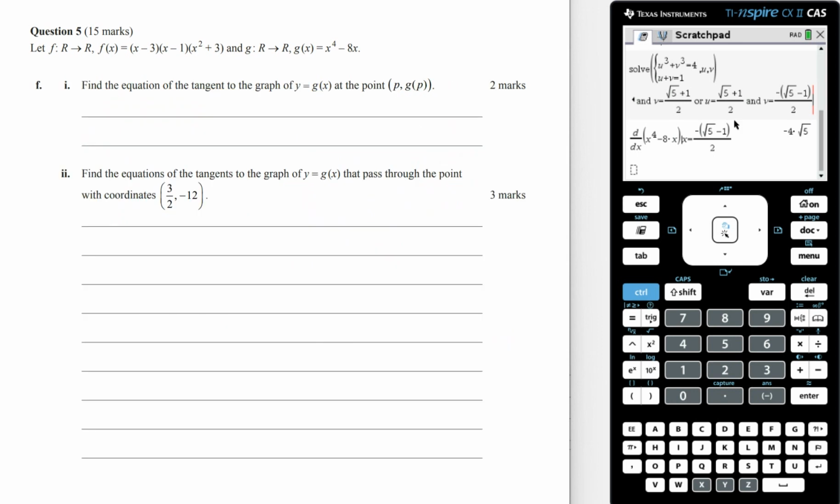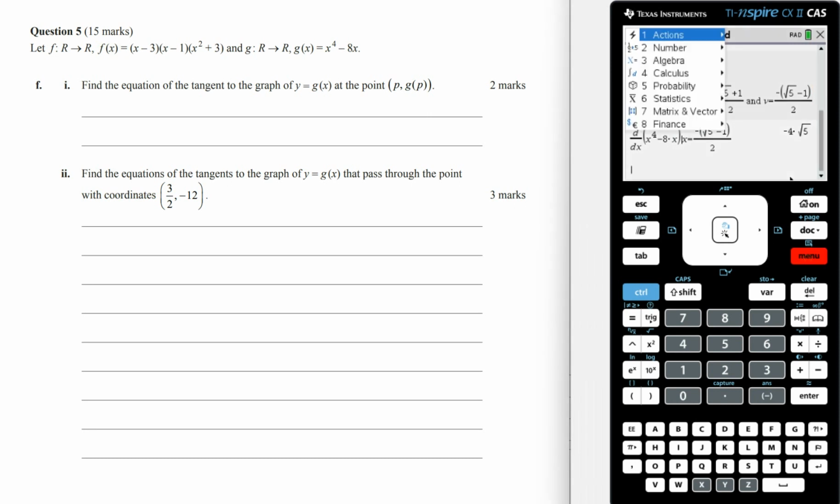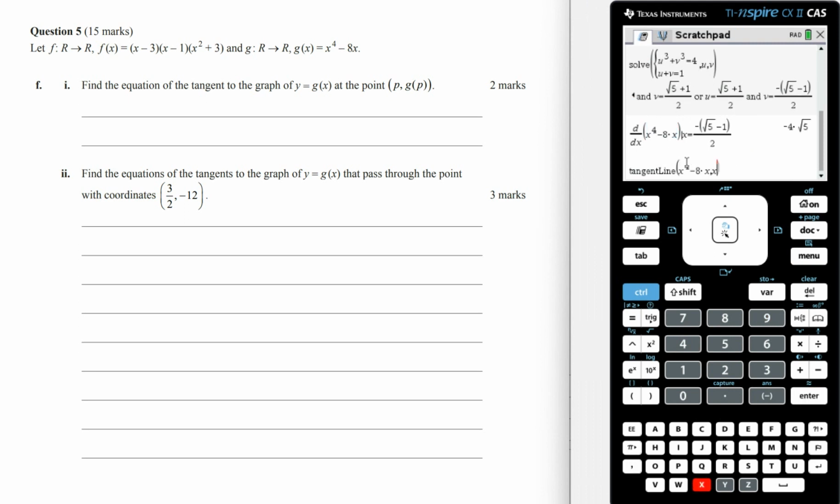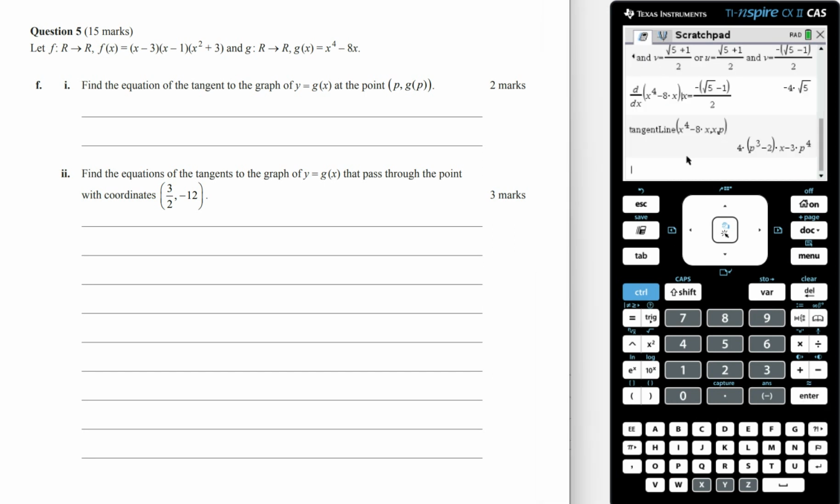Part F. Find the equation of the tangent to the graph of y equals g of x at the point P, g of p. To find the equation of the tangent line when x is equal to p, we can use the tangent line command in the calculator. And so we want the tangent line for this equation for x and when x is equal to p. And so the equation of the tangent line is going to be y is equal to 4 times p cubed minus 2 times x, and then minus 3p to the power of 4.